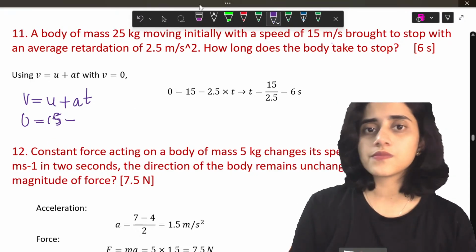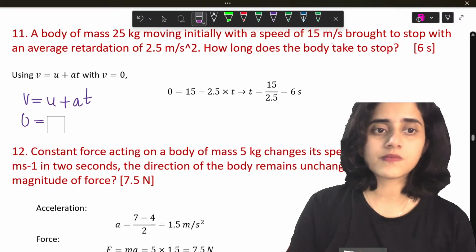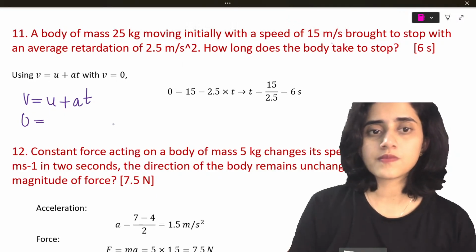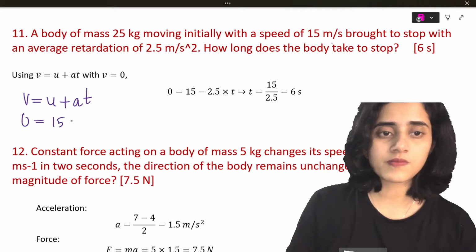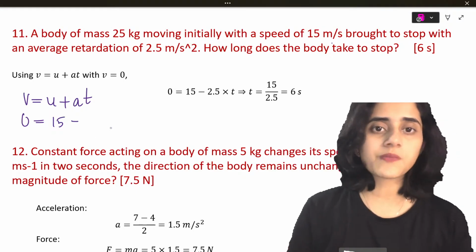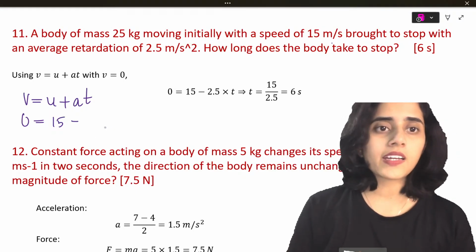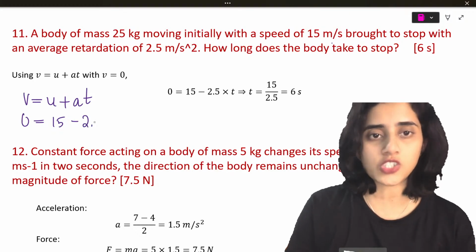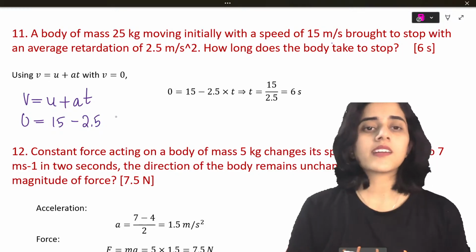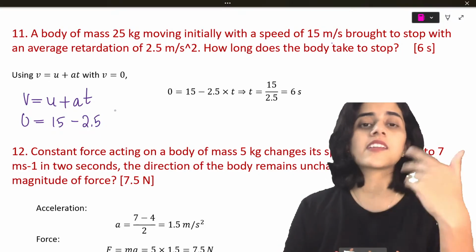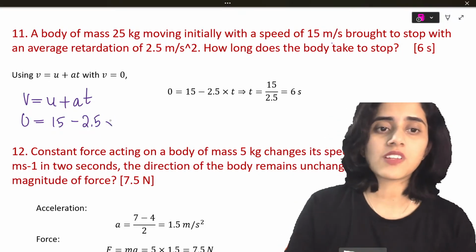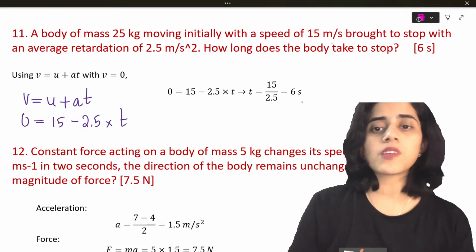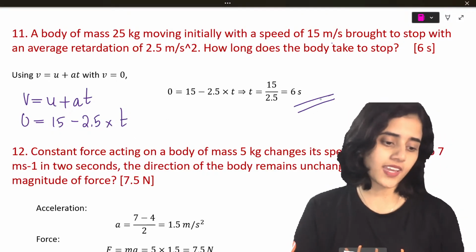15 minus acceleration is 2.5. I put minus because it's retardation. Okay? Retardation is 2.5, so acceleration will be minus 2.5 into t. So from this I'll get t is 6 seconds.